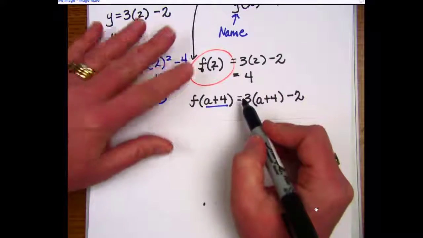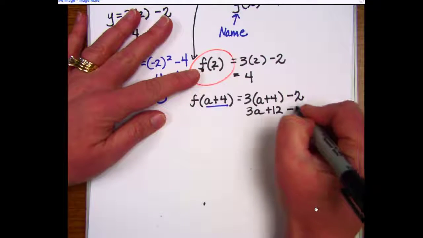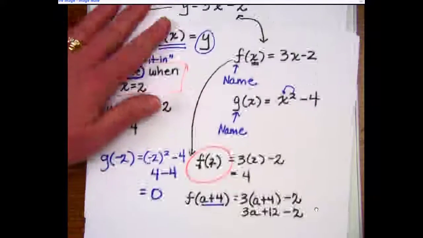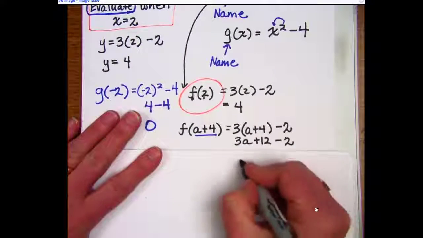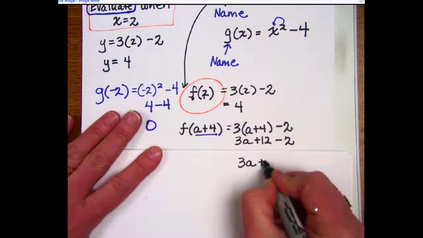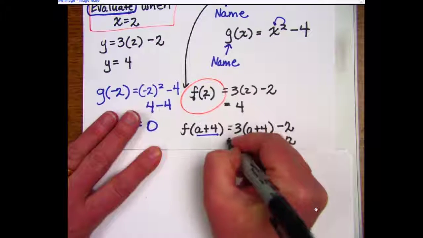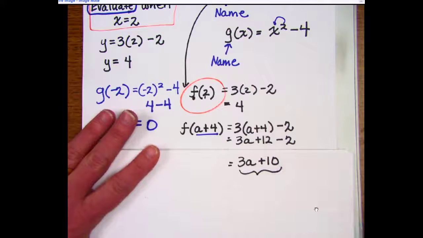Okay. Simplifying that, you can see I can distribute the 3. I get 3a plus 12 minus the 2. Okay. And now continuing by combining my like terms, I would end up with 3a plus 10. And now I can't simplify that any further. Okay, so this would be my answer.